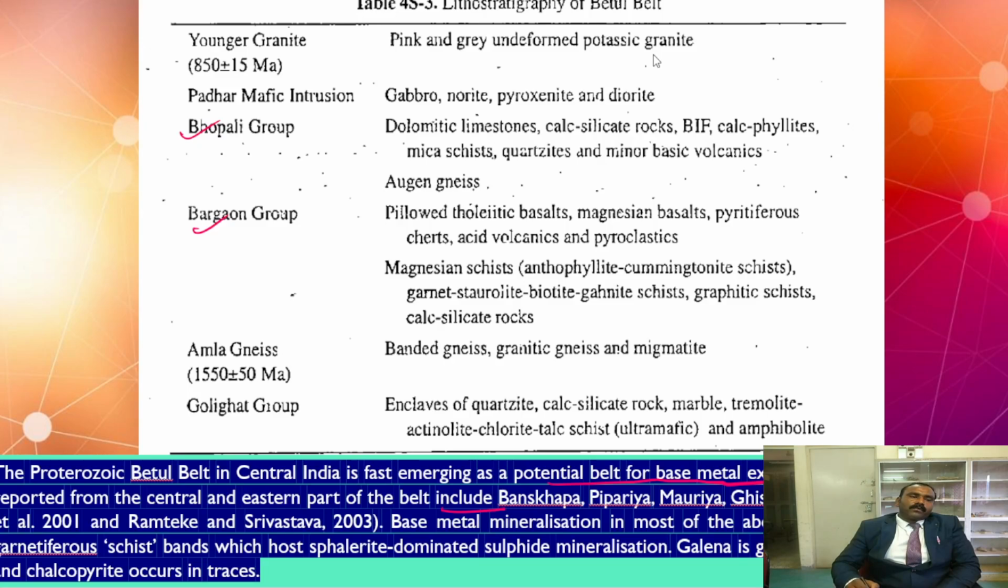This is all about the Proterozoic basins, which we may classify into two categories. One is the Paleo-Proterozoic basins, in the Bundelkhand craton, the Bastar craton and the Dharwar cratons, and then the Meso-Neoproterozoic basins, in which we may have various kinds of cratons. The Bastar craton is also a part of this, and the Vindhyan basin is also part of the Meso-Neoproterozoic basins.